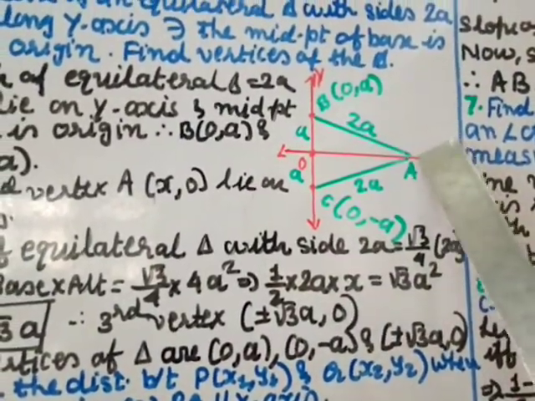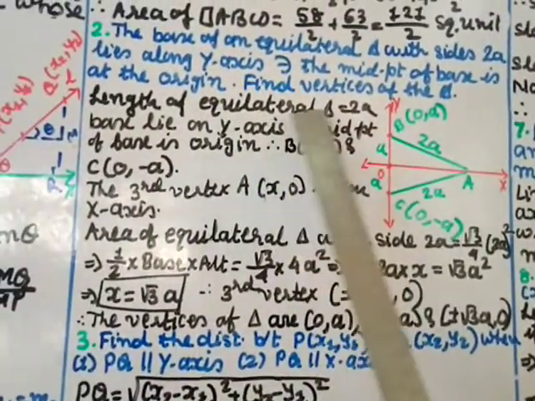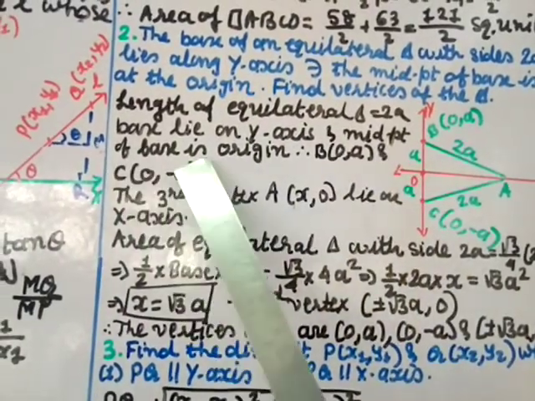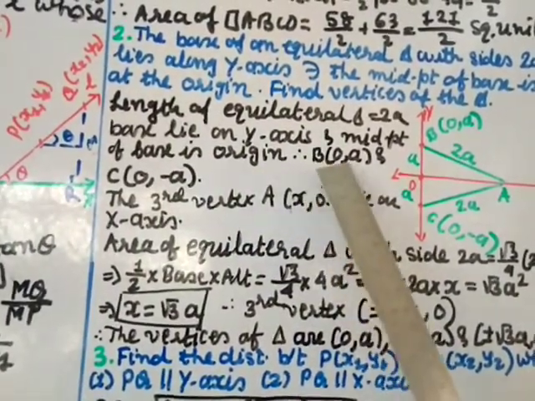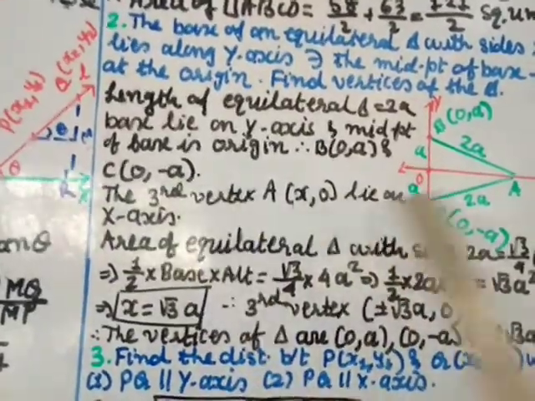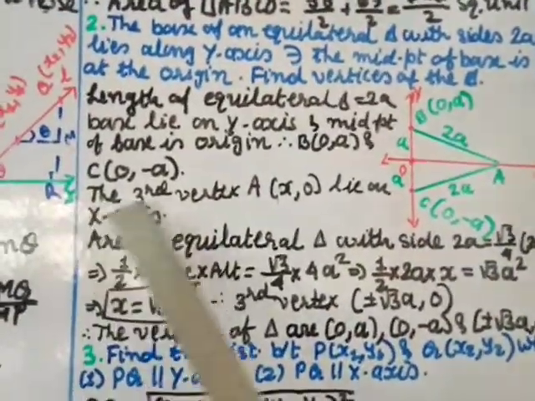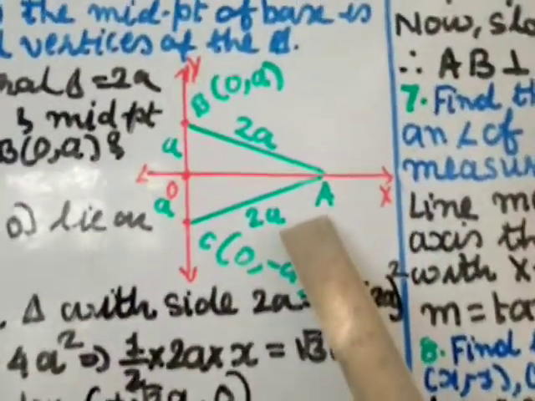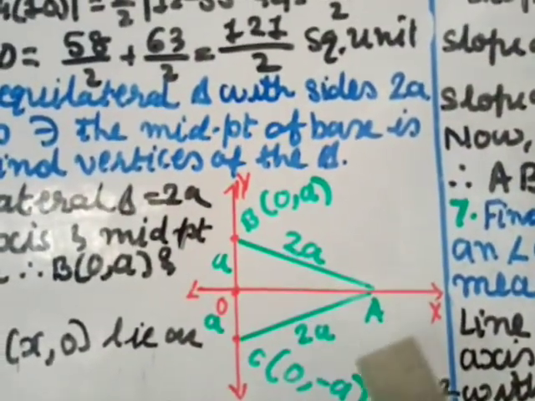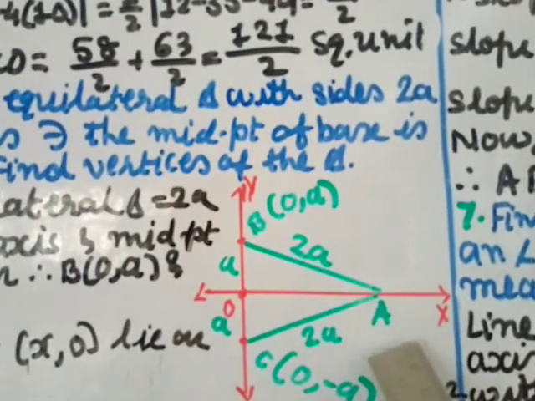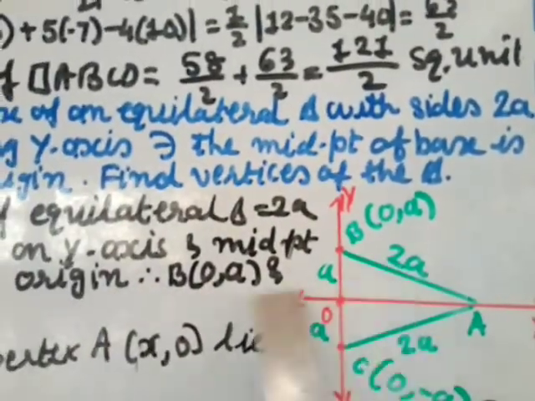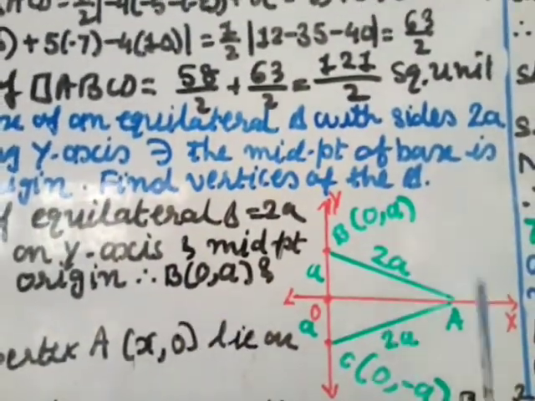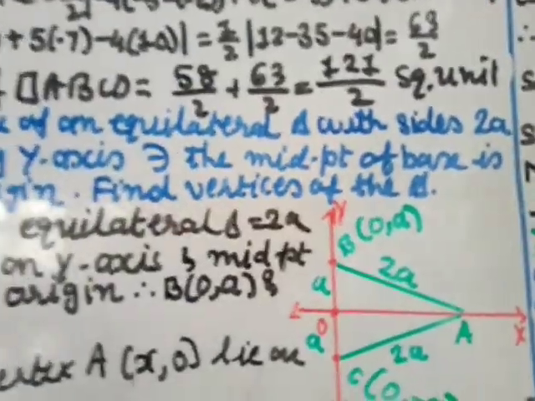Now we have to find only the coordinate of A. Length of the equilateral triangle equal to 2a is given to us. Base lies on the y-axis and midpoint of base is the origin. Therefore B is (0, a) and C is (0, minus a). Okay, as I explained here in the figure. The third vertex A (x, 0) lies on the x-axis. Then obviously this is on the x-axis. Okay, and on the x-axis the coordinate will be x and y coordinate is 0. It can be either this side or the negative side. Okay, you can take both. We will write in the final both, because it can be either this side or this side of the axis. Okay, it can be the positive side of x or the negative side of x.